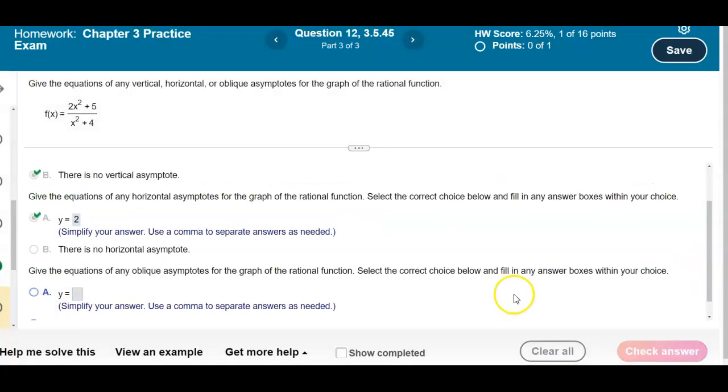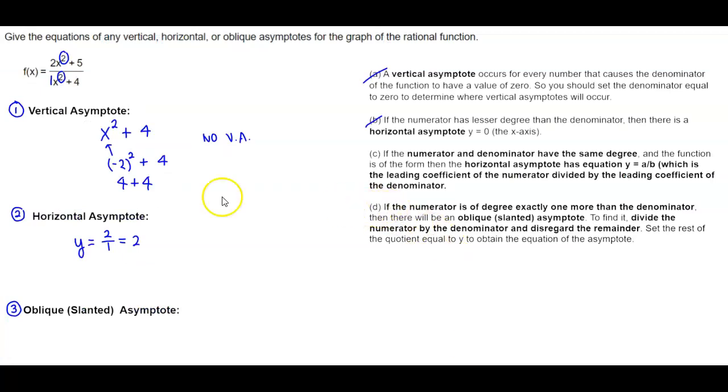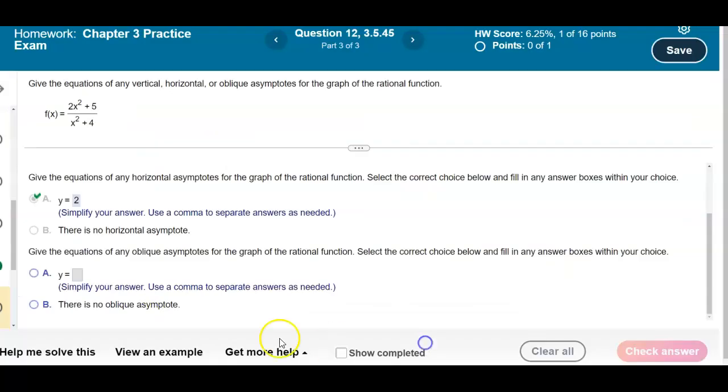Now let's check to see if there are any oblique asymptotes. The definition of an oblique asymptote, or slanted asymptote, is the following. It says that if the numerator is of degree exactly 1 more than the denominator, well, we determined that the degrees are the same, so it's not going to apply. So we have no oblique asymptote. Let's go ahead and answer that question. There is no oblique asymptote.